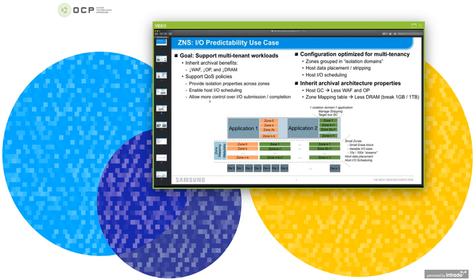You may ask, what's the cost in terms of write amplification and over-provisioning and DRAM? The good thing is that these properties are intrinsic to CNS. So we are still reducing this. We have more zones, so the mapping table is slightly bigger, but we are already breaking this 1 GB per terabyte. So the cost is still very, very low.